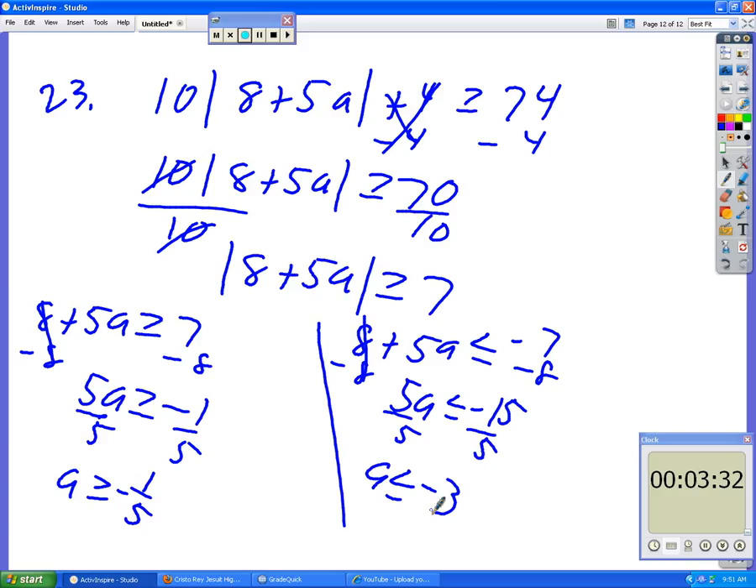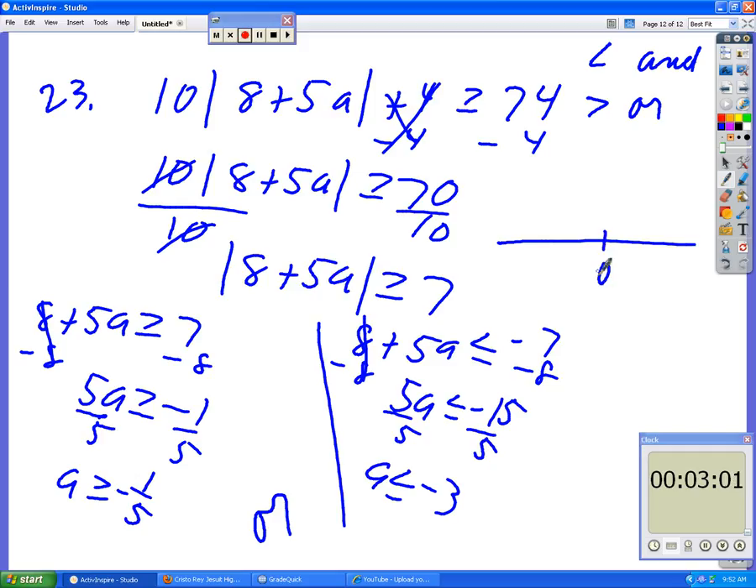Is it an and or an or? How do you know? If it's a greater than, it's an or. If it's a less than, it's an and. Less than is and. Greater than is or. This is greater than, so this is an or. And now I need to graph it.